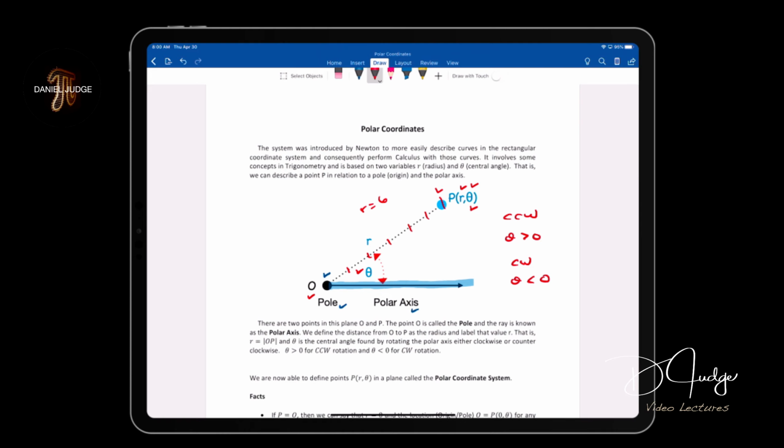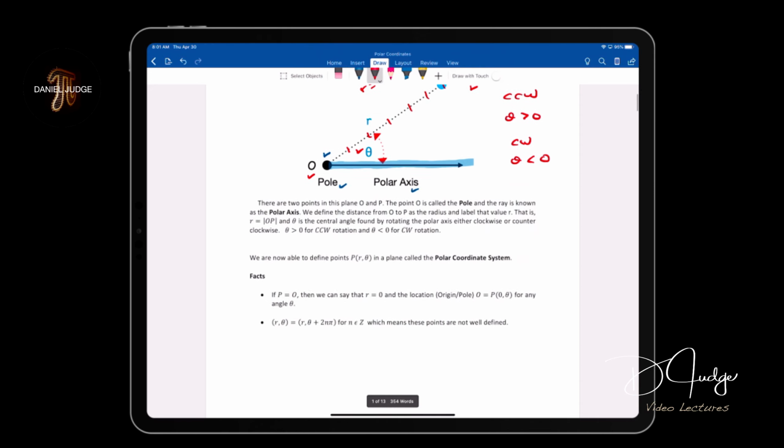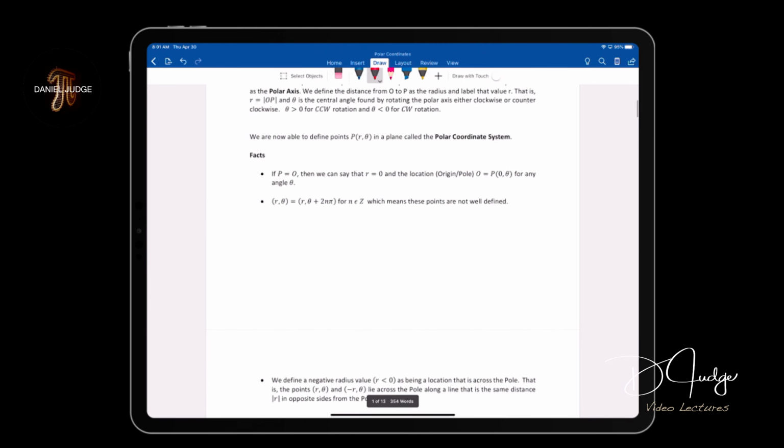There's 2 points here that we can see. One at the pole is the origin, and we have an arbitrary point here. So I did talk about the notes down there. And let's look at some facts here about this for a second.